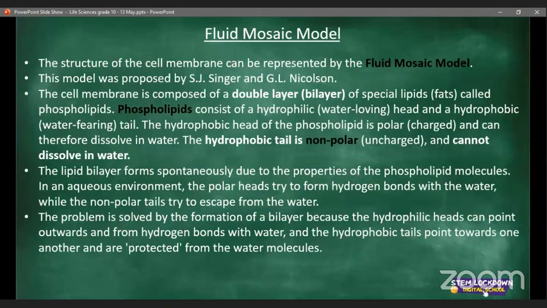Now moving on, the fluid mosaic model. This model represents the structure of the cell membrane. The structure of the cell membrane can be represented by the fluid mosaic model, and this model was proposed by S.J. Singer and G.L. Nicholson.